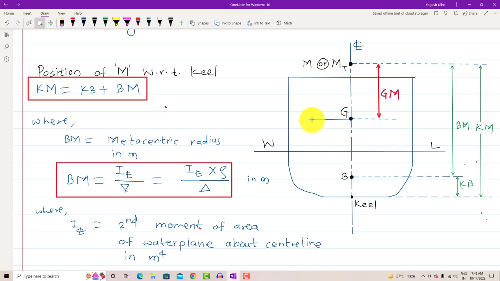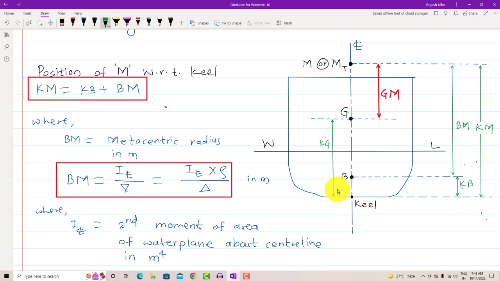And the distance between G and keel will be what, guys? We have studied this already. This distance, we will say it as KG, guys. We have already studied the meaning of KG. What is meant by KG? The vertical distance between keel and G.